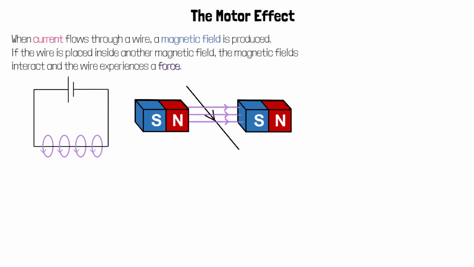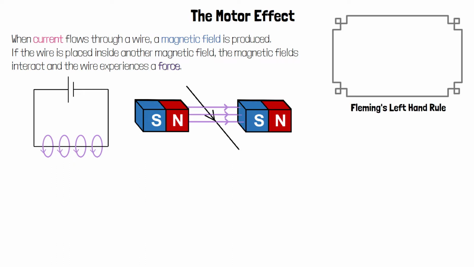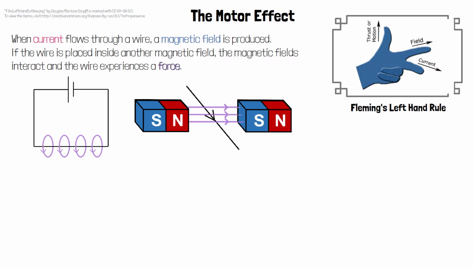For a wire which is at right angles to the direction of the magnetic field, we can determine the direction of the force using Fleming's left-hand rule. Make this shape with your hand, with your index finger pointing straight out, your middle finger pointing at a right angle to your index finger, and your thumb pointing straight upwards.